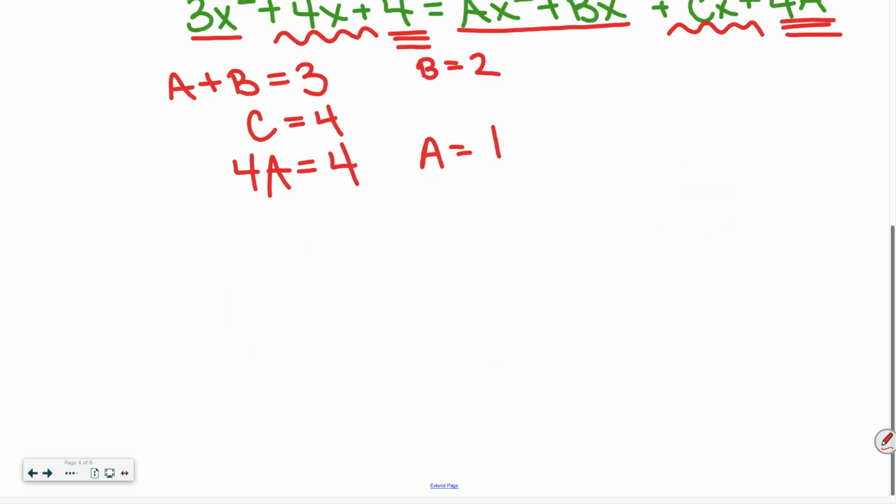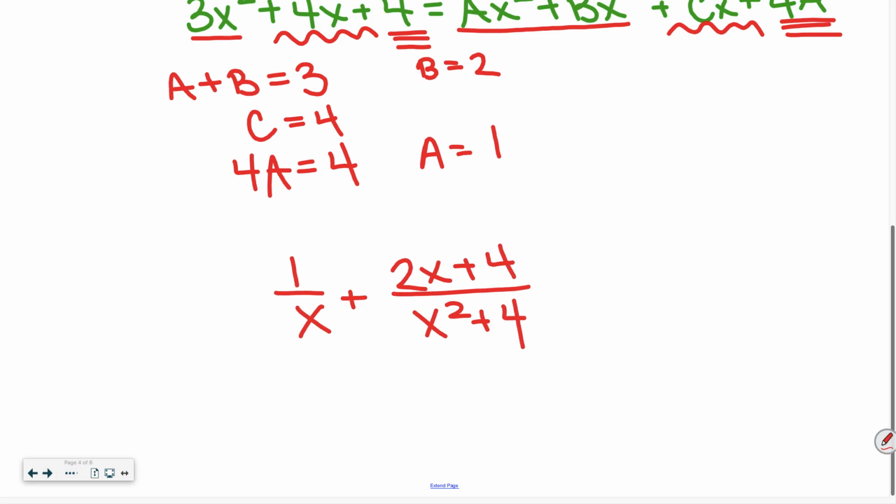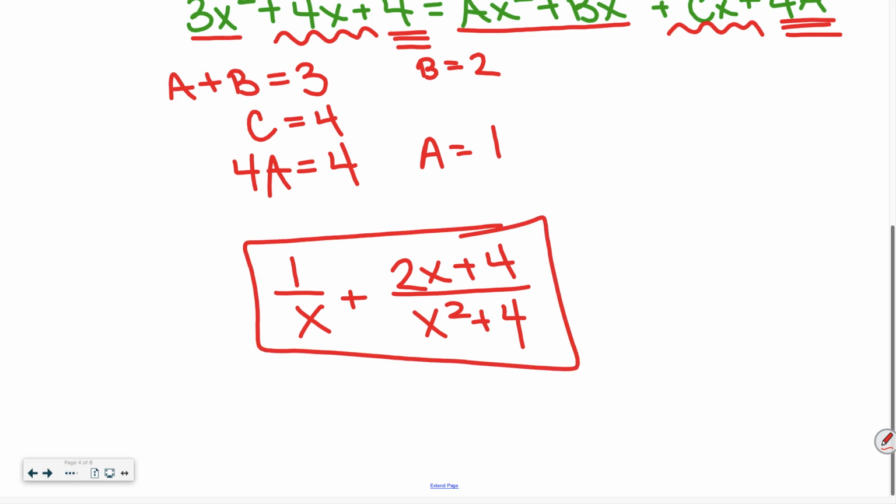So we're going to write our answer as a over x plus bx plus c over x squared plus 4. Oh, I keep doing that, don't I? Actually, got to write the value. Question. Let me come back up to here.